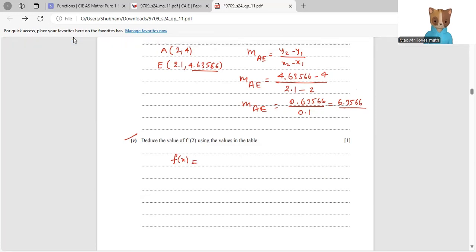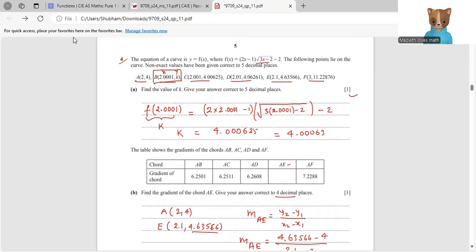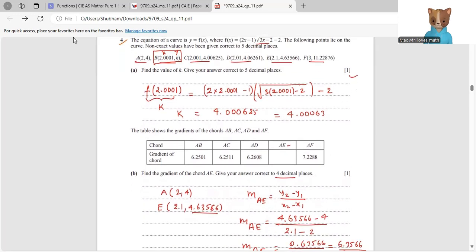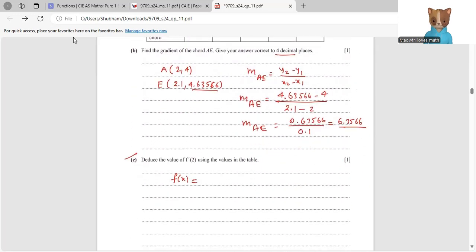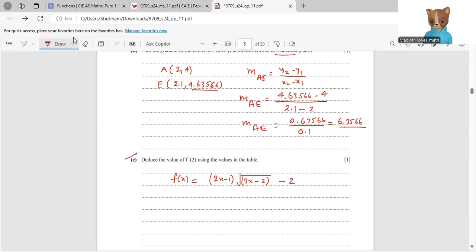When x is equal to 2. So f of x is how much? f of x is actually (2x minus 1) multiplied by the square root of (3x minus 2). So (2x minus 1) under root (3x minus 2). It's for 1 mark, so you have to use your calculator basically.